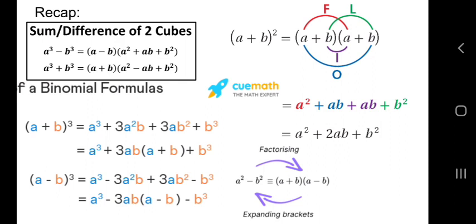So a squared minus b squared always factors as a plus b times a minus b, right? Or a minus b times a plus b, right? It doesn't matter what order you write down a plus b times a minus b, because multiplication of numbers is commutative. It has the commutative property, so it doesn't matter what order.